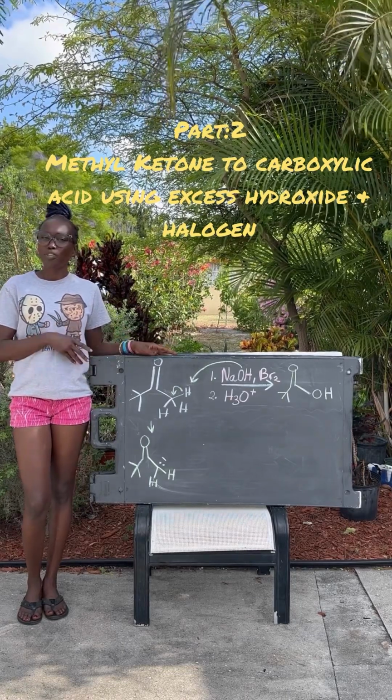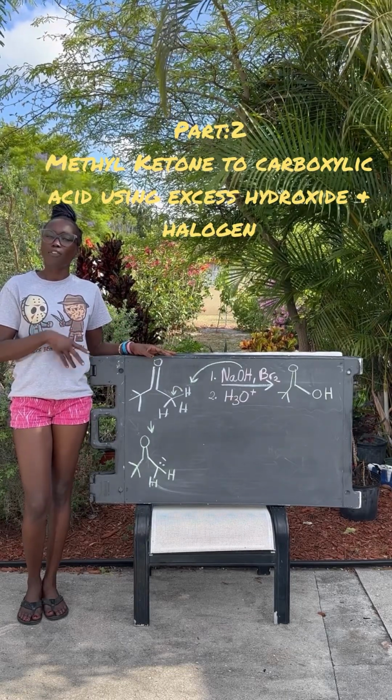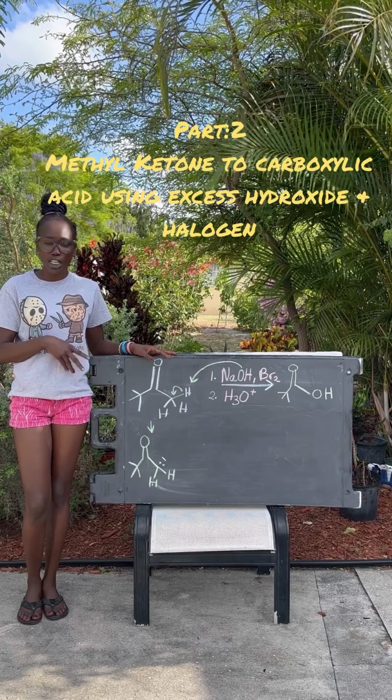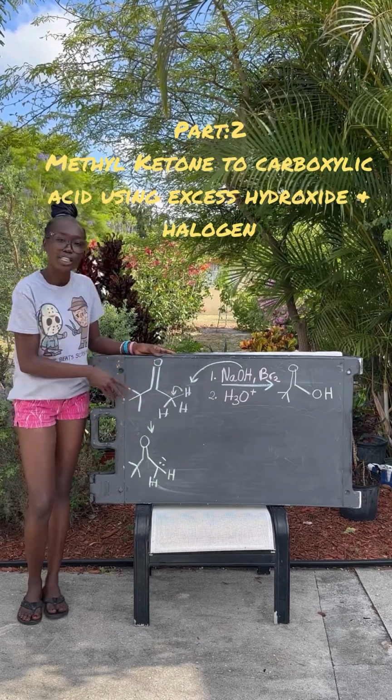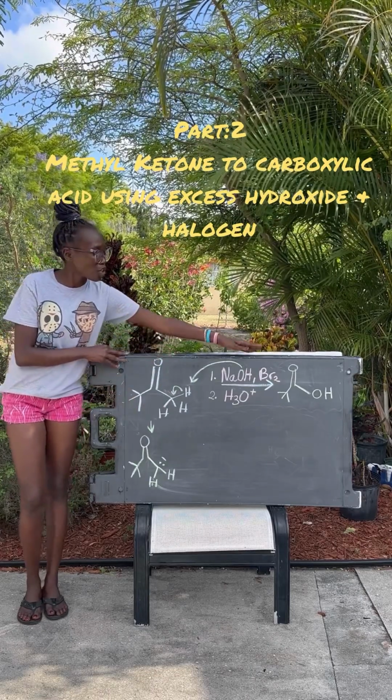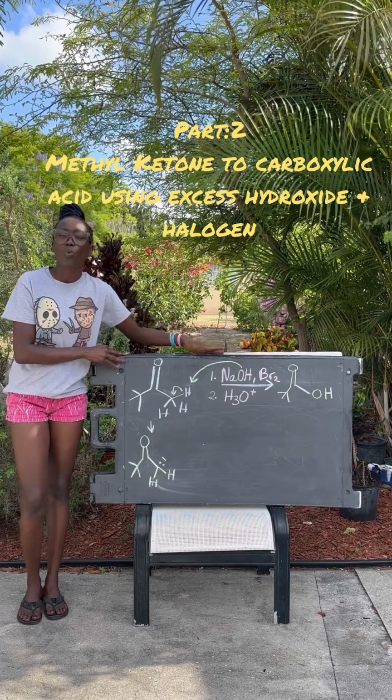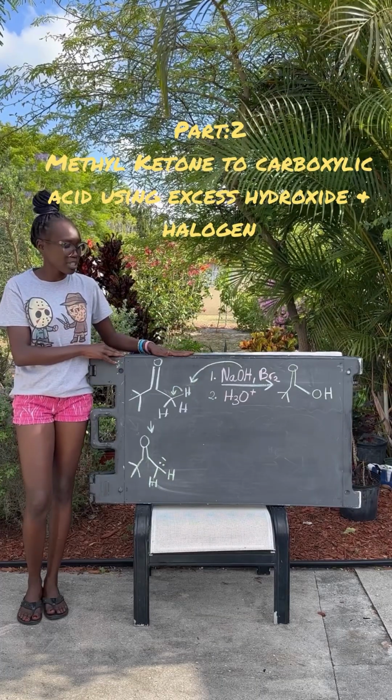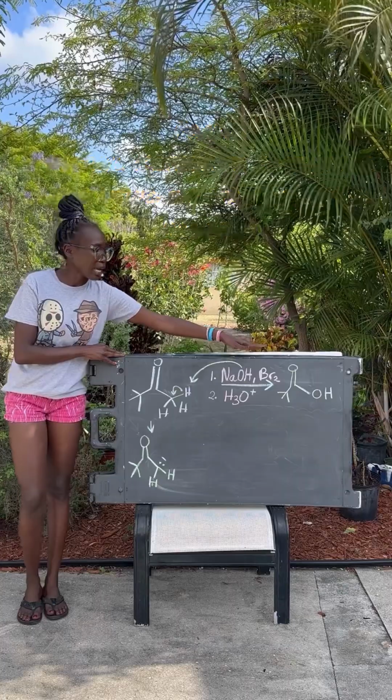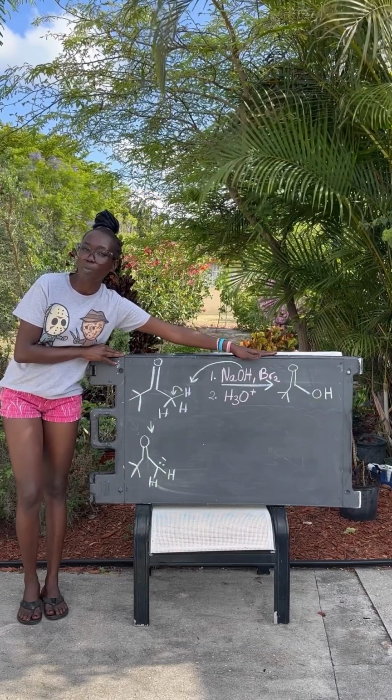In the previous video, we talked about the alpha halogenation of enols and enolates, and we selected this methyl ketone as a starting material for your carboxylic acid product here. We said methyl ketones, once treated with excess hydroxide and excess halogen, produce carboxylic acids.